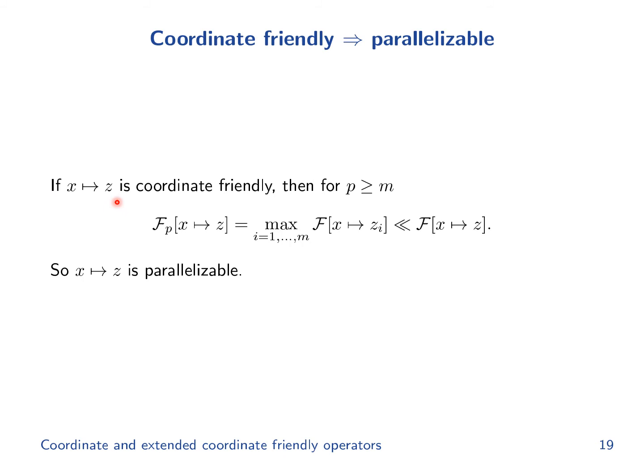If computing a mapping is coordinate-friendly, then using a sufficient number of processors, we can assign every processor to compute a block of z_i, and the longest time to finish a block is the parallel processing time. By coordinate-friendly, this time is much less than the single-thread time of computing the whole block. Therefore, this mapping is parallelizable.